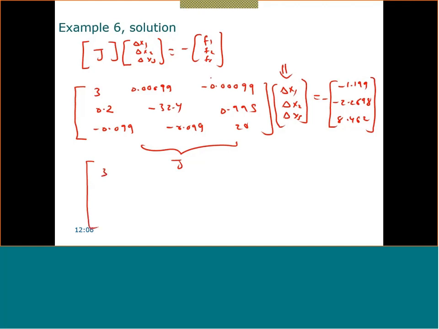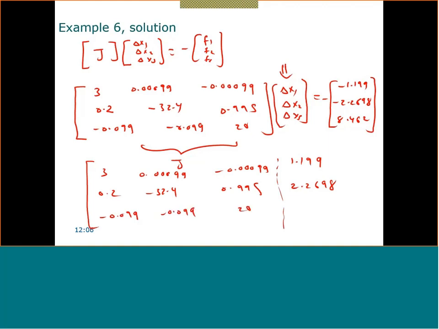So I wrote this: 3.00099 minus 0.00099, and then I add here minus 1.199. Move to the second line, 0.2 minus 32.4, 0.995, and this is equal to plus 2.26098. Minus 0.099, minus 0.09920, and then minus 8.462.